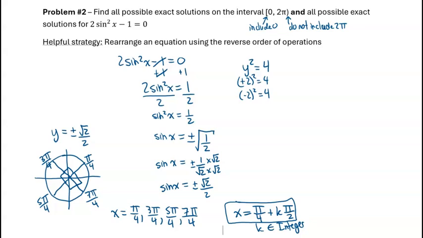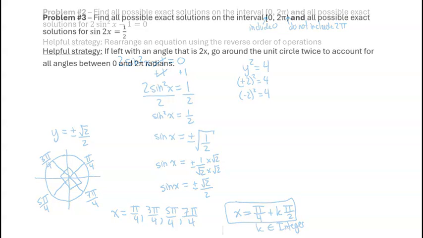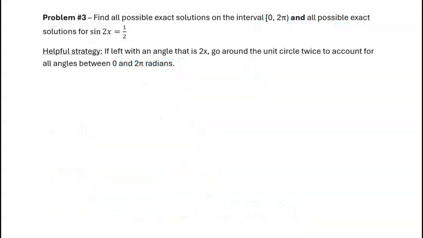And so there's a solution for the second problem. Problem 3 now runs in a situation where we have an angle that's 2x. The question says find all possible exact solutions on the interval 0 to 2 pi and all possible exact solutions in general for sine of 2x equals 1/2. And so the strategy is to go around the circle twice to account for all angles between 0 and 2 pi, as we're about to see.